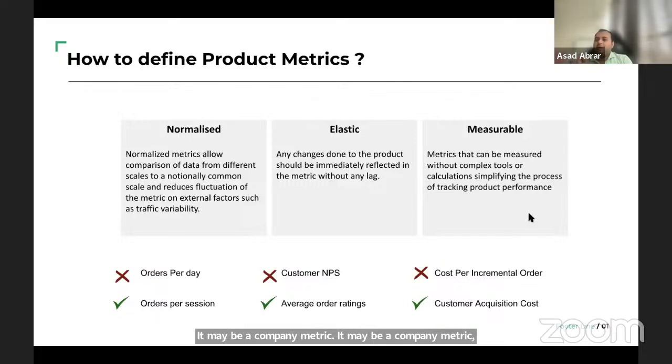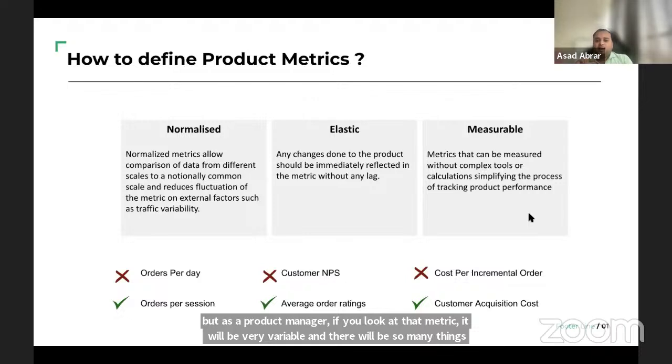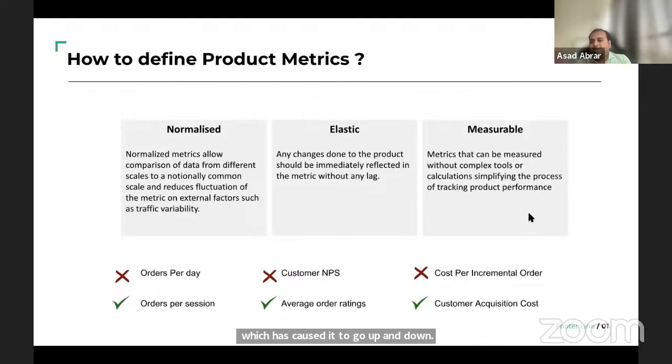So a better way to measure this is typically using something called orders per session. So you normalize it. Normalize means a ratio, which in the numerator you have the total number of orders, and in the denominator you have daily active users, or daily active sessions or total number of sessions. So that is typically what we call normalized.